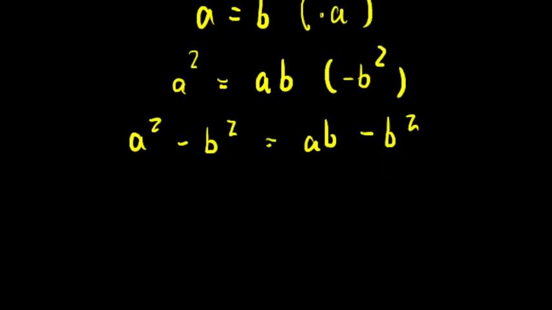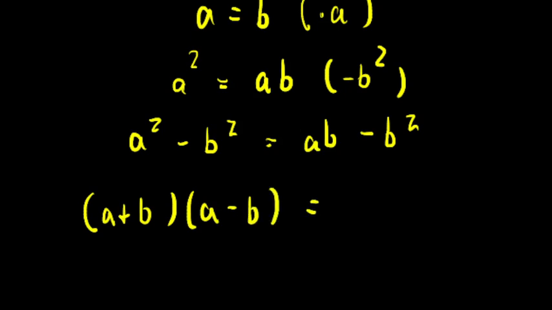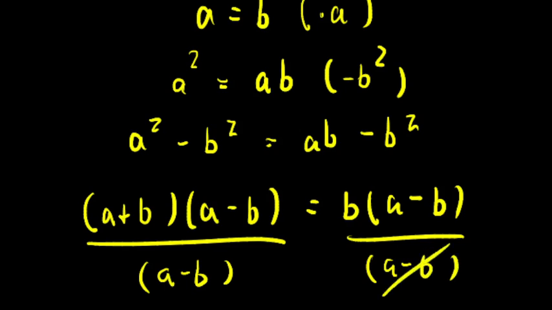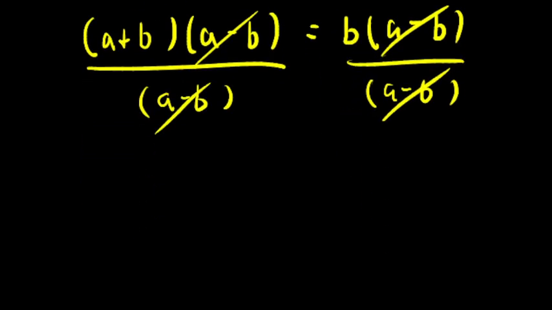So let's solve this. This is a binomial, so we get a plus b multiplied by a minus b, and on the right side we can factor this term b that appears multiplying in both terms, so we get b multiplied by a minus b. So we can divide both sides by a minus b, and both terms will cancel out, and we get a plus b is going to be equal to b.